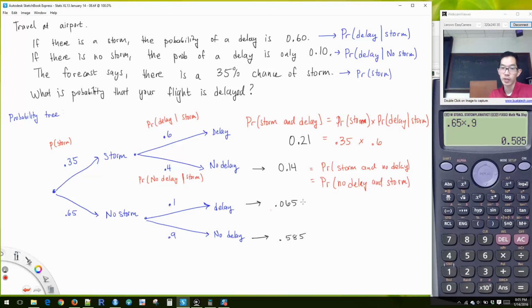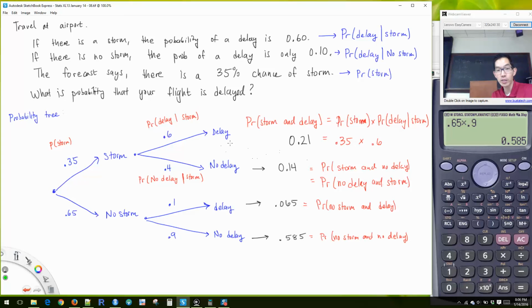And so 0.65 would be the probability of no storm and delay. And this is the probability of no storm and no delay. But we still haven't answered our original question, which is, what is the probability that your flight is delayed?